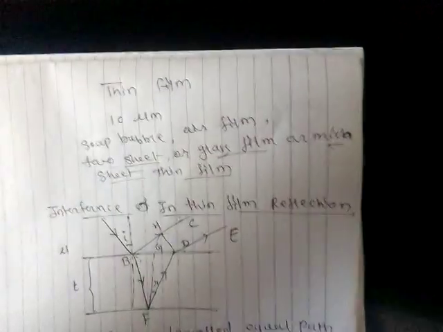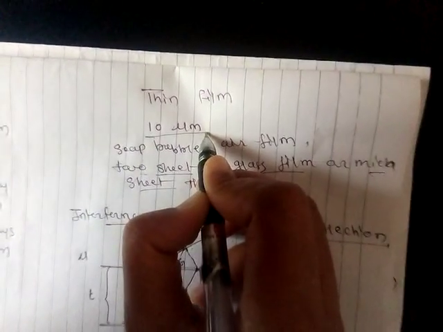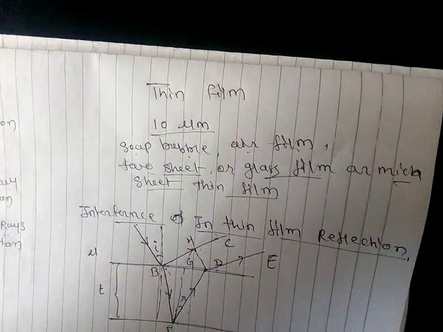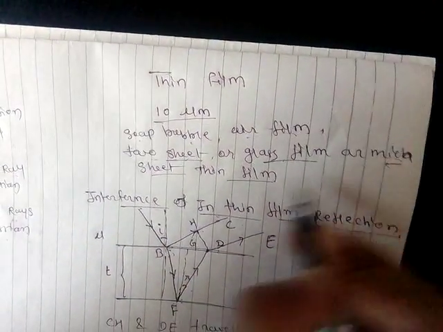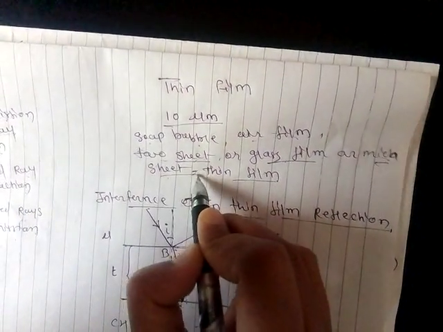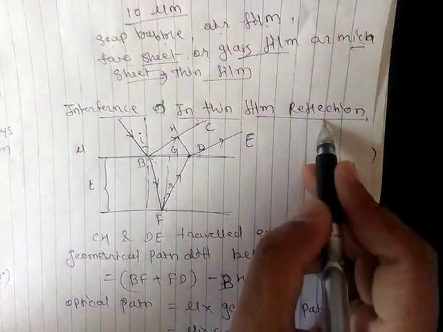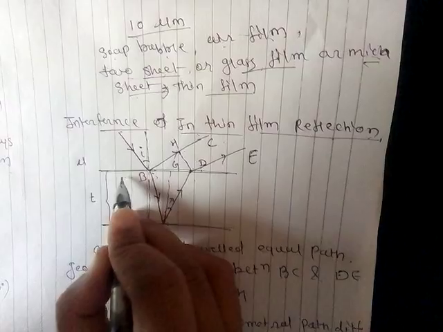Now next is the thin film. A thin film is a medium having a thickness of about 10 micrometers. For example, a soap bubble, an air film enclosed between glass sheets or mica sheets, is called a thin film. We study the interference in a thin film due to reflection. For that, we consider the thin film.